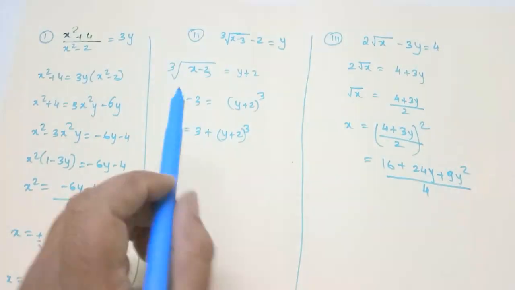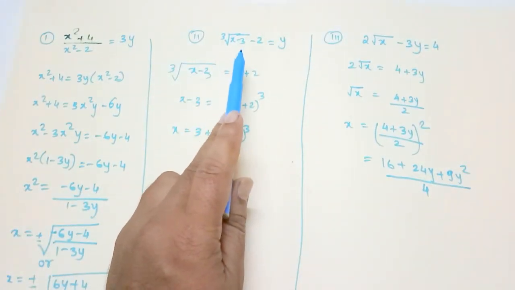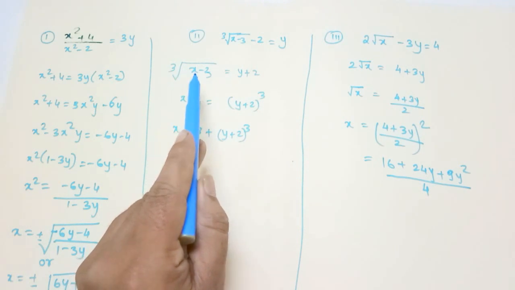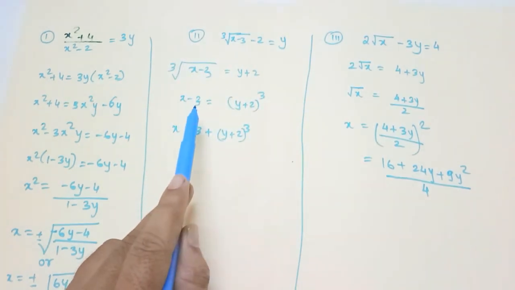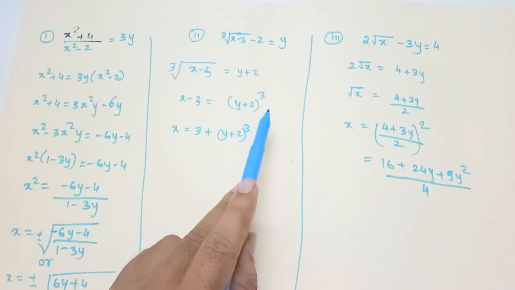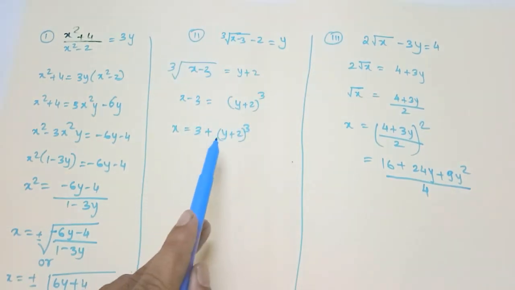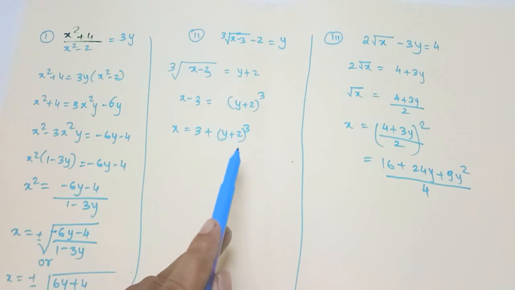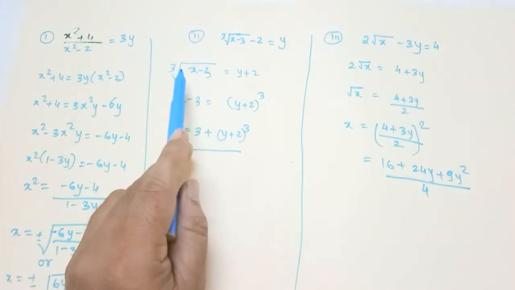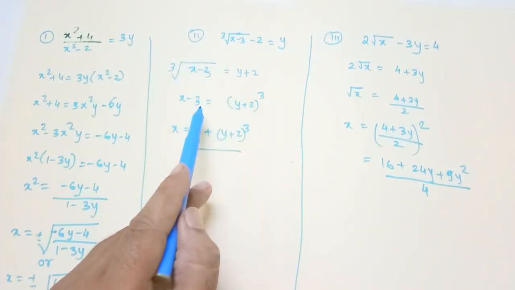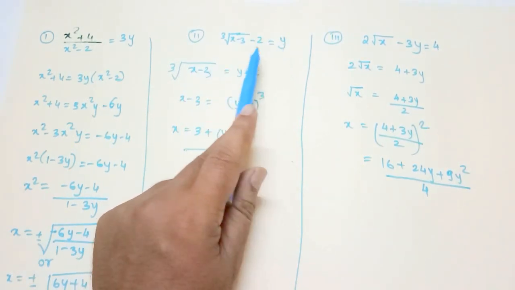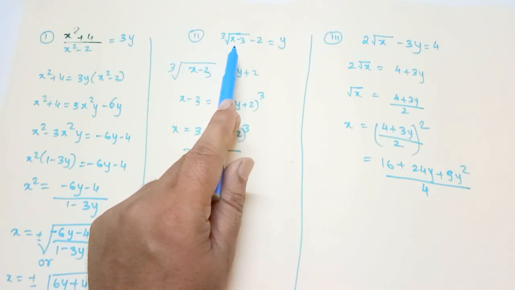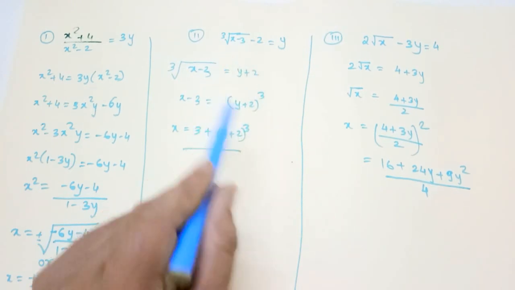Now look at this one. You want to make x the subject, so it's going to be cube root of x minus 3 is equal to y plus 2. So x minus 3 is going to be y plus 2 the whole cube. So x is going to be 3 plus y plus 2 the whole cube. That's going to be your answer. Because this is cube root, there's going to be cube on the other side. But before you cube the other side, you have to send 2 to the other side, because it's cube root of only x minus 3, not the whole of this.